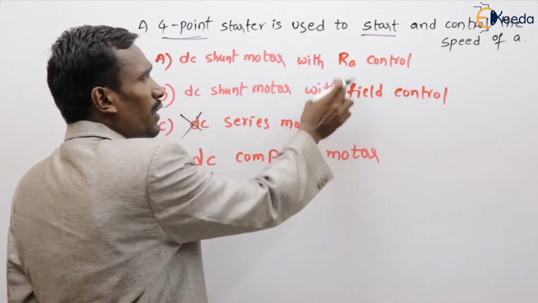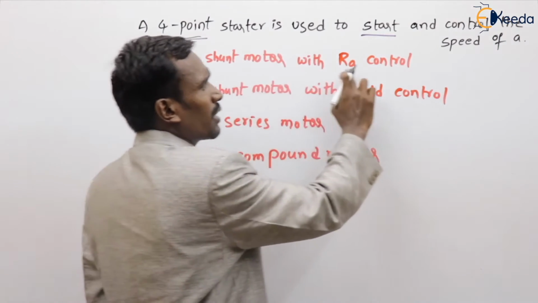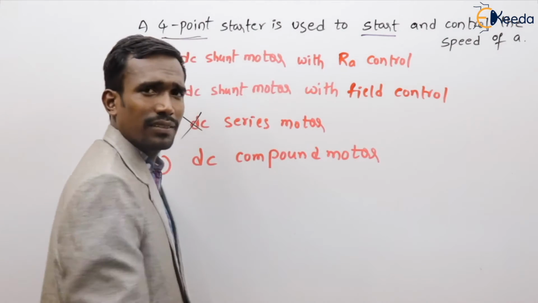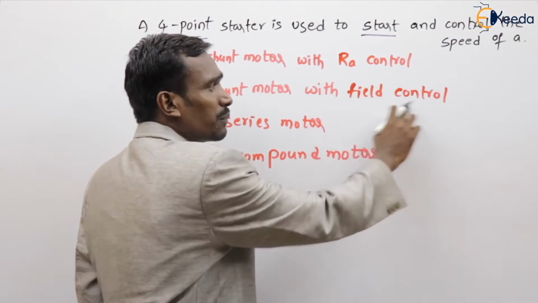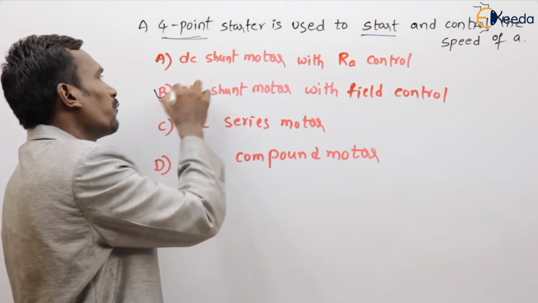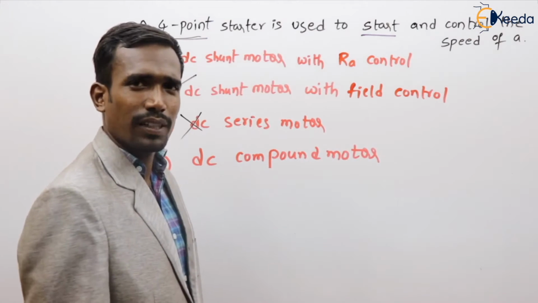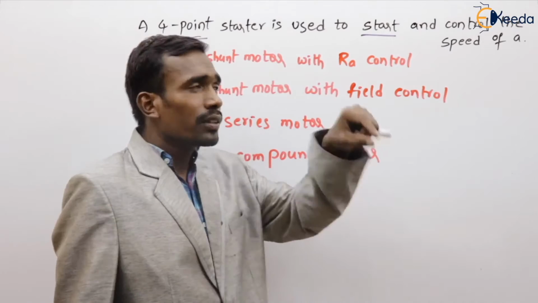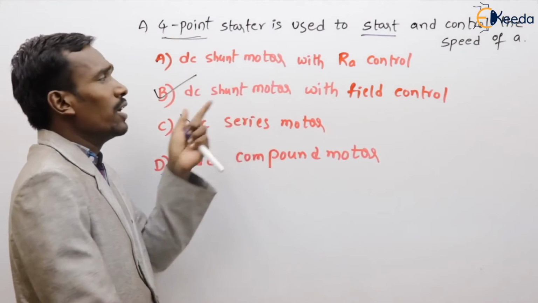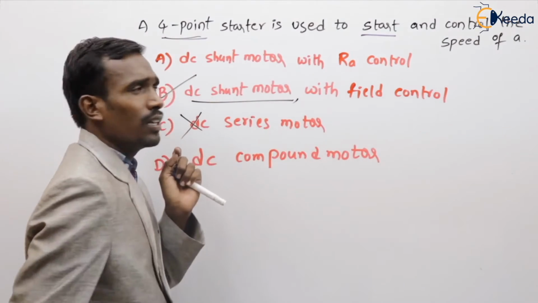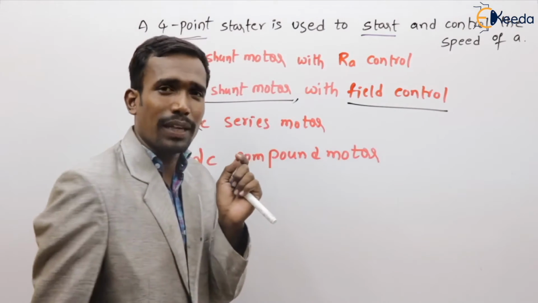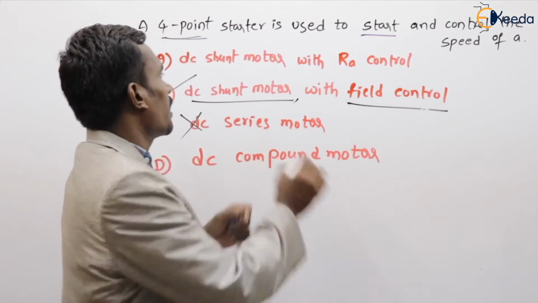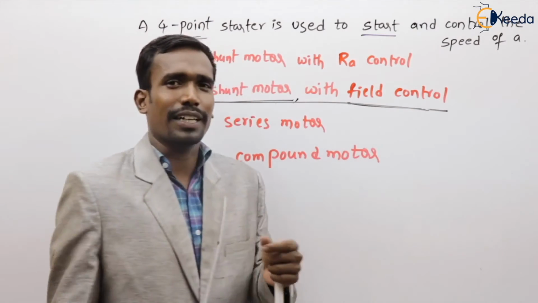So tell me, which of the following is the correct answer? DC shunt motor with armature resistance control or DC shunt motor with field weakening? In a 3-point starter, this is not possible. That's why we are using a 4-point starter. In a 3-point starter, this is not preferable. This is not possible. That's why we are using a 4-point starter to start the DC shunt motor with the field control method. Field control speed control method. This is the preferable, 100% correct answer.